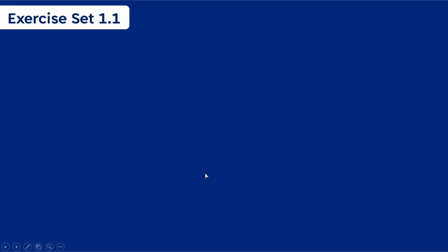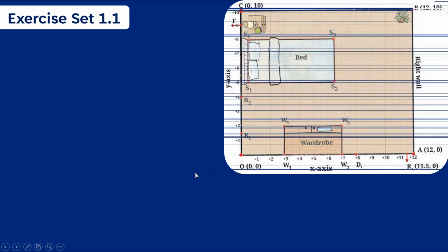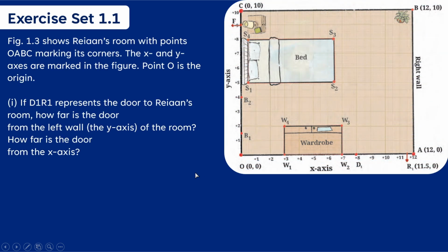So let's start discussing the questions from exercise 1.1. There is a figure given which shows Rayan's room with points O, A, B, C marking its corners. The x and the y axis are marked in the figure. The point O is the origin. So you could see that the x axis and the y axis have been marked for our convenience.